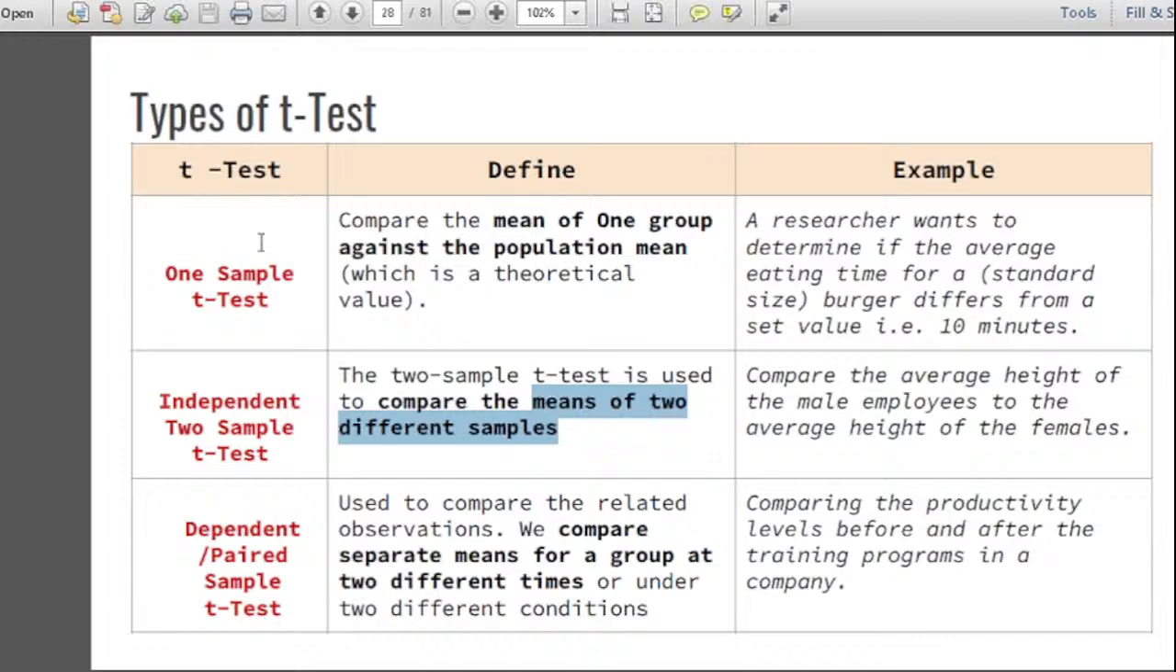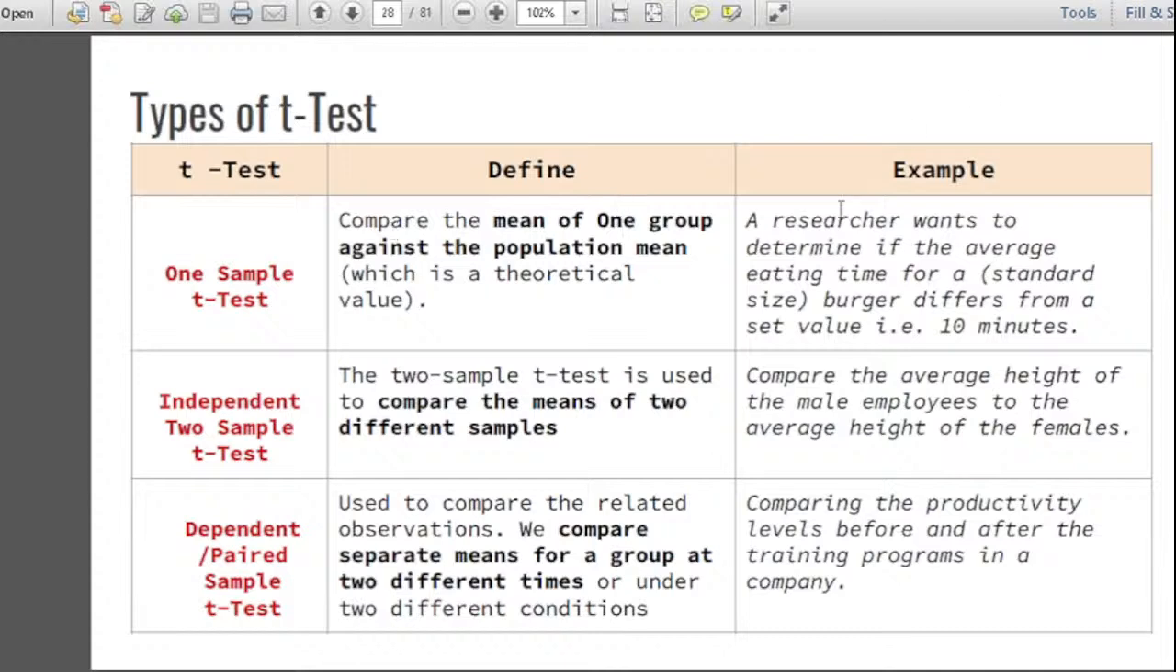One sample t-test. We compare the mean of one group against the population. One group here means one sample. I want to compare whether this single sample came from this population or not, right?